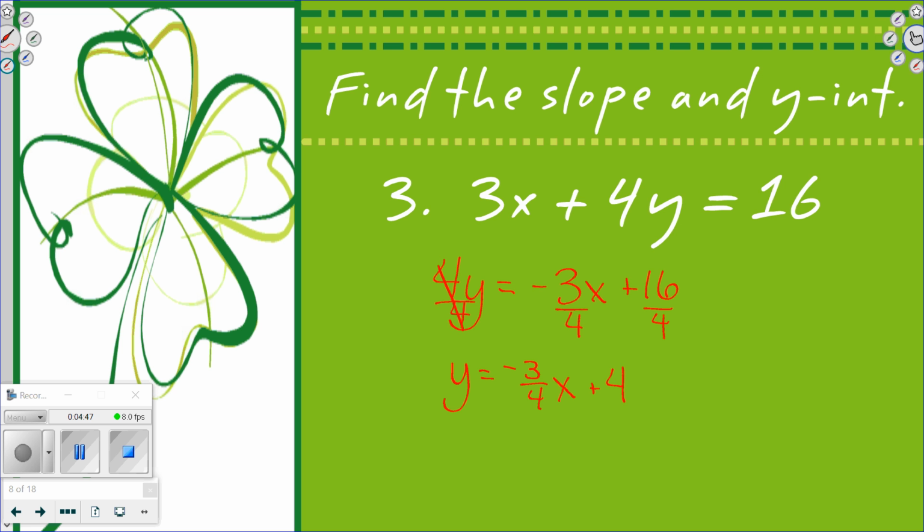plus 4. So anytime you're graphing, we want to go ahead and get y by itself. It's going to make things a lot easier for us. So what's the slope then? Negative 3/4. That's my rise over run. And your y-intercept, or your b value, is 4. So got to get y by itself first.